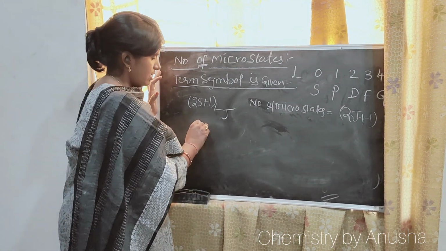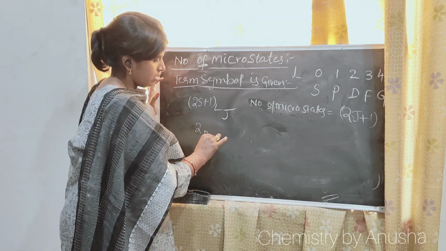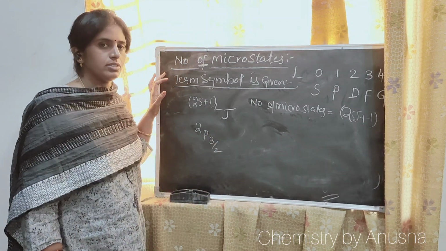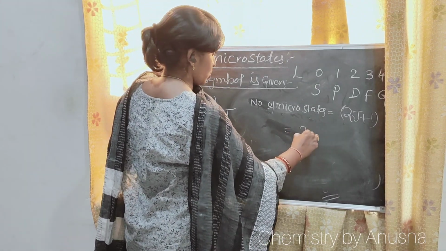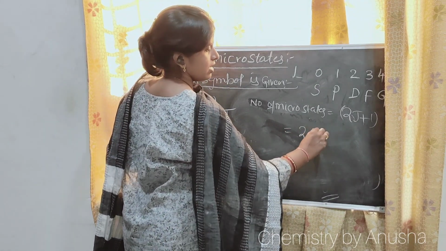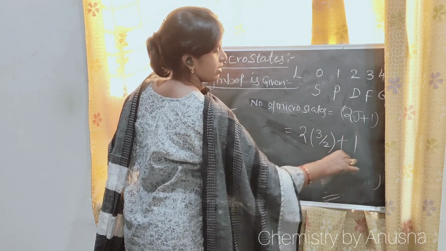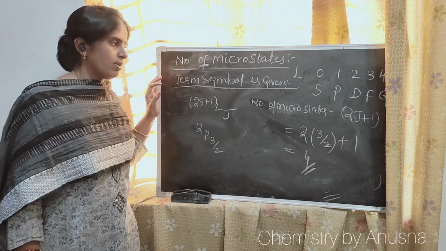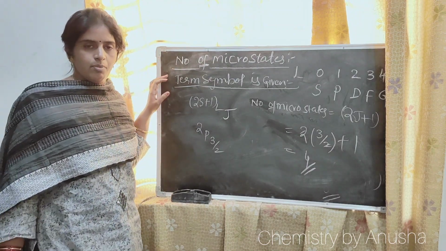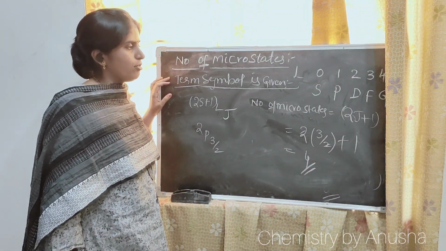For example, here the term symbol 2P 3/2 is given. So what will be the number of microstates? 2 into the J value, 3/2, plus 1. The number of microstates is 4, so the total number of microstates we get is 4.